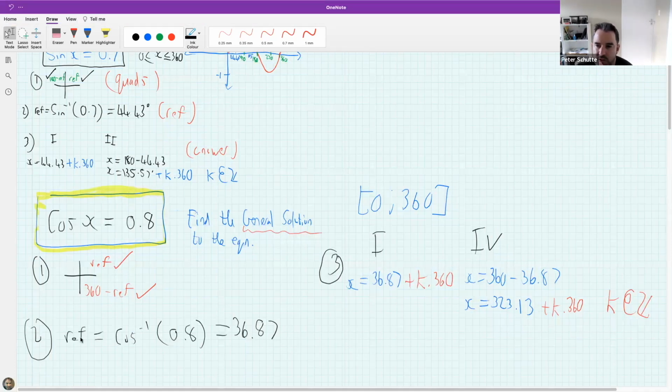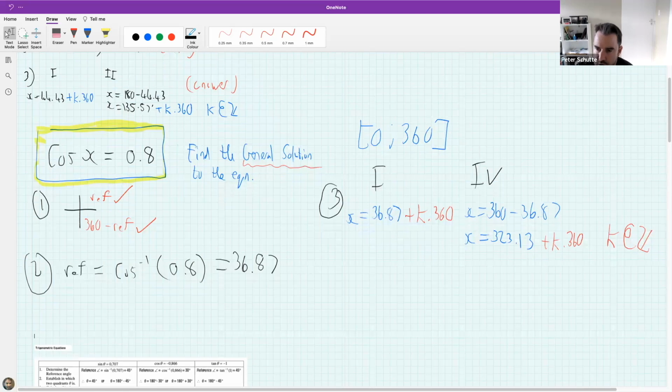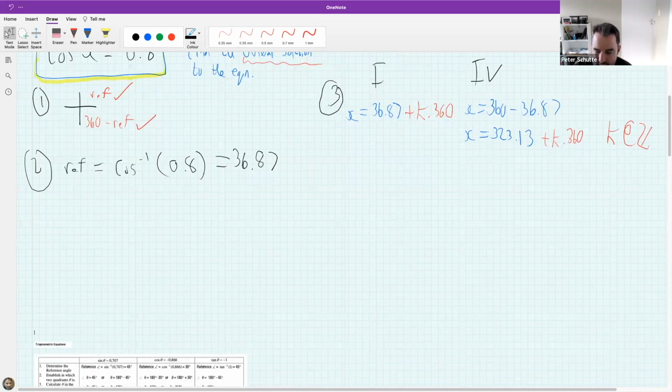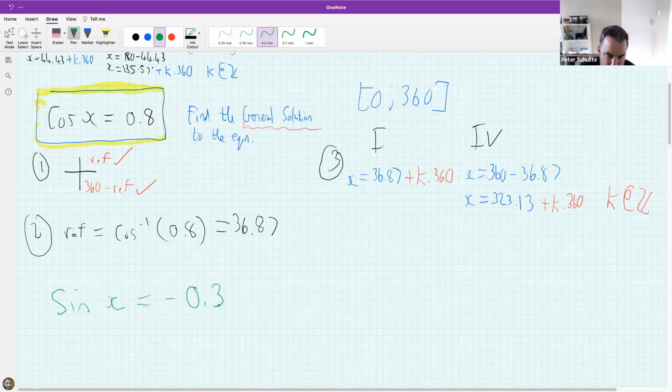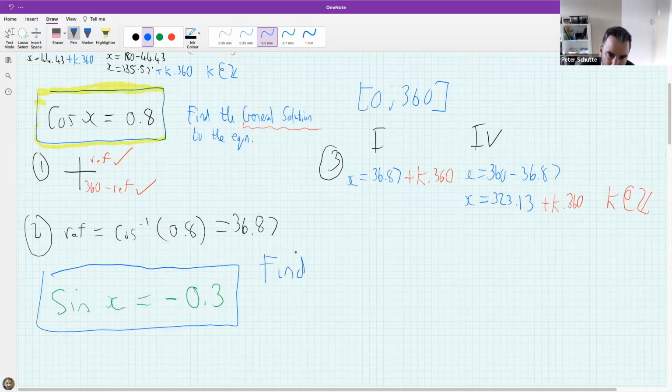All righty. So what I think we need to do before I move on to harder trig equations is give you one where there's a negative. So I'm going to say to you, here is the 3rd question for the day. And this is going to be that the sine of x is equal to minus 0.3. Now, I want you to find the general solution, I'll call it GS, for this equation.